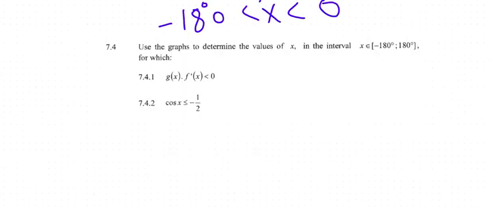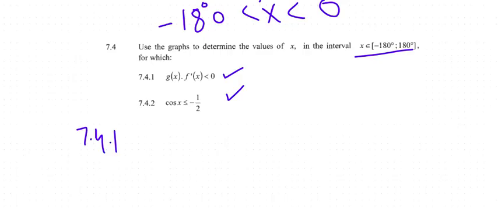So the next question we have is 7.4. Use the graph to determine the values of x in the interval x belongs to -180 degrees to 180 degrees for which: we have two further parts. One is 7.4.1, where g(x) dot f'(x) is less than 0. And the second is 7.4.2, where cos x is less than or equal to -1/2. Okay, so let's move to the first, which is 7.4.1, where we have g(x) dot f'(x) less than 0.